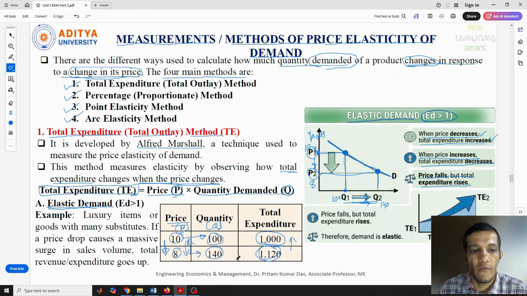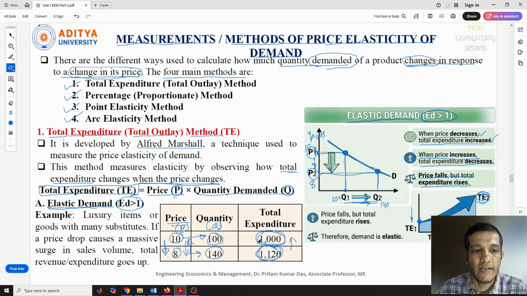Now you can plot this graph. This is our demand graph. But what about the total expenditure? The total expenditure is increased. When the price falls, the total expenditure rises. The price falls from here to here. Suppose this is the total expenditure in the first condition, and the total expenditure increases from TE1 to TE2. So when the value of ED is greater than 1, this is the total expenditure for the first one, and for the second one, this is the value.